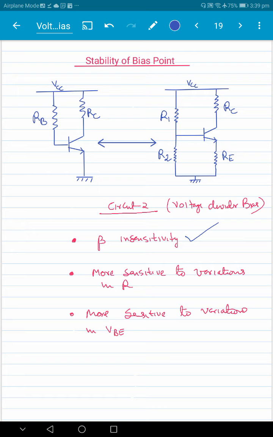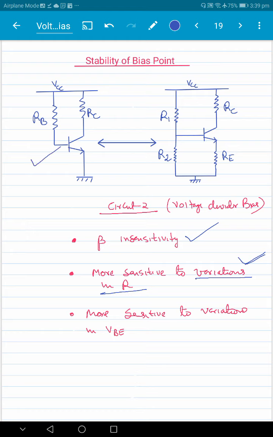One of them is that the circuit is more sensitive to variations in the resistances themselves. Besides the beta of the transistor, the resistors also have tolerances, and they also vary. They will also cause the bias current and voltages to vary, and it's in our interest to keep the bias point stable. So this is also important. But circuit number 2, the voltage divider bias, makes the bias point more sensitive to variations in resistance as compared to the fixed resistor bias.